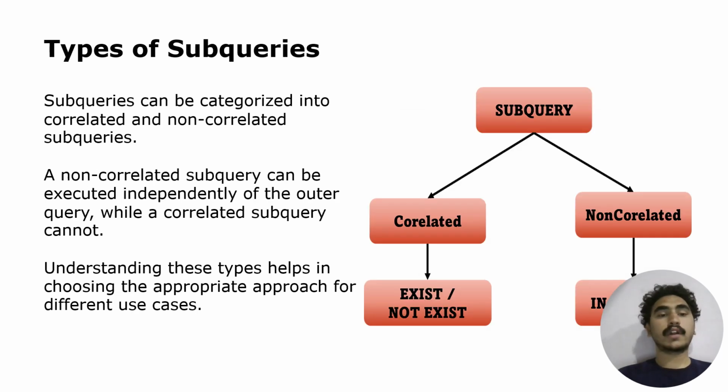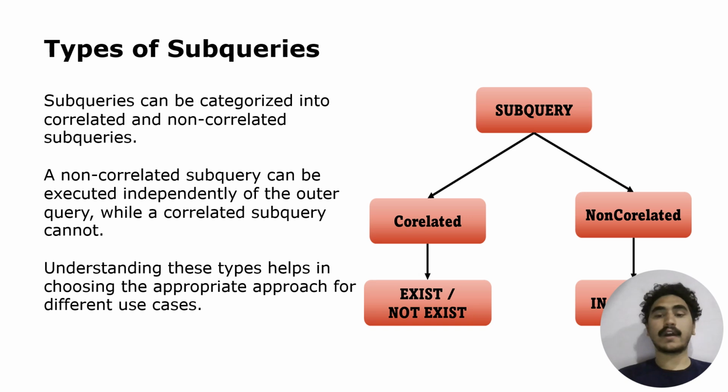We move on to types of subqueries. Subqueries can be categorized into correlated and non-correlated subqueries. A non-correlated subquery can be executed independently of the outer query, while a correlated subquery cannot. Understanding these types helps in choosing the appropriate approach for different use cases.